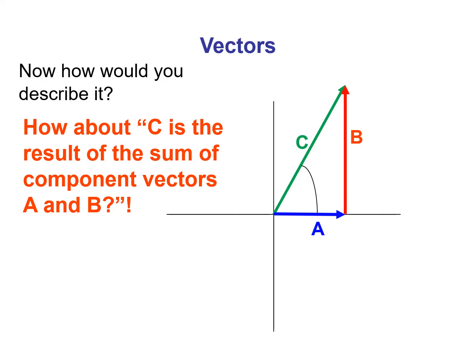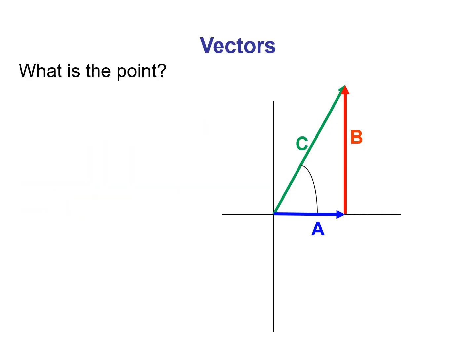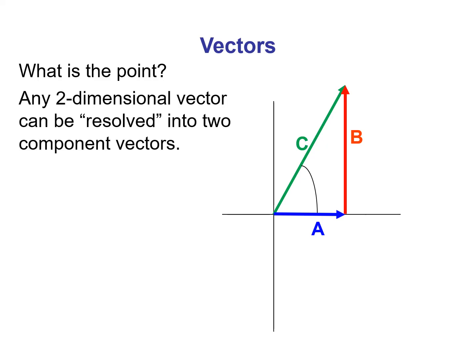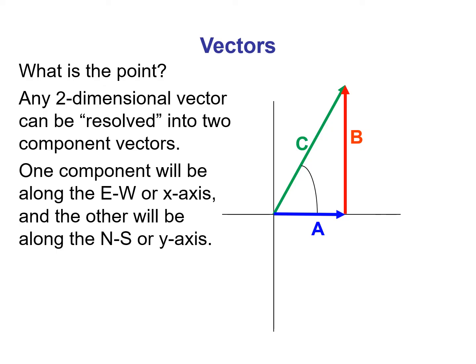Wow. What's the point? Even though C may not actually be the result of A plus B, we can think of it that way. We say that we can resolve vector C into two component vectors, A and B. One of those components will be along the east-west or x-axis. The other will be along the north-south or y-axis.